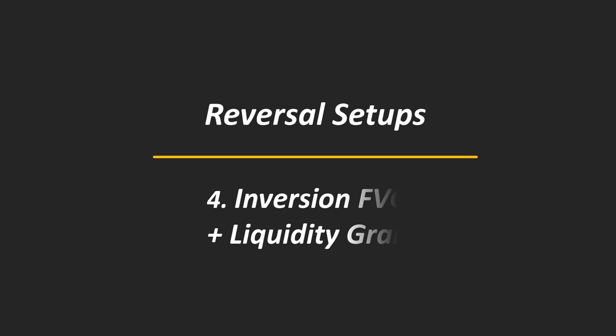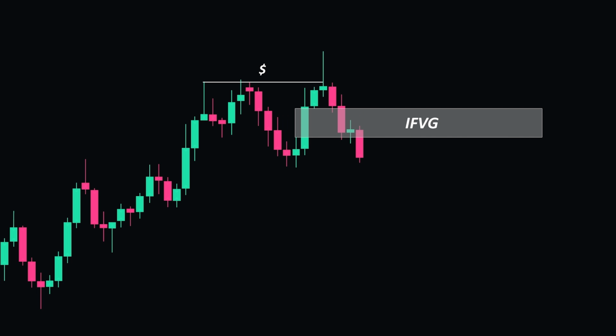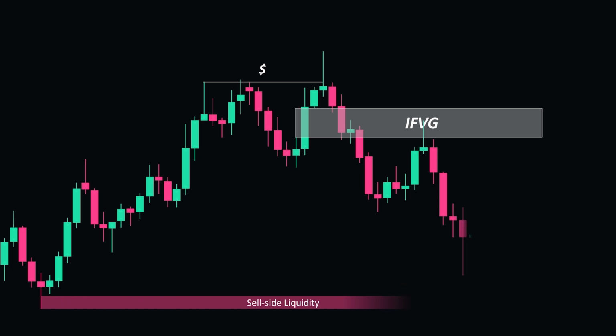Number 4. Inversion fair value gap and liquidity grab. A high probability trading opportunity forms when price sweeps liquidity above the highs and then forms an inversion fair value gap. This shows a clear shift in momentum after a long uptrend. The market has taken buy-side liquidity, and now we anticipate a move towards sell-side liquidity. Combining the liquidity grab with an inversion fair value gap is a very powerful setup.